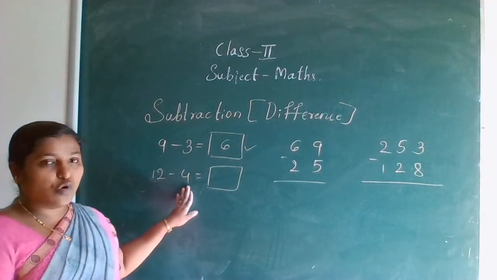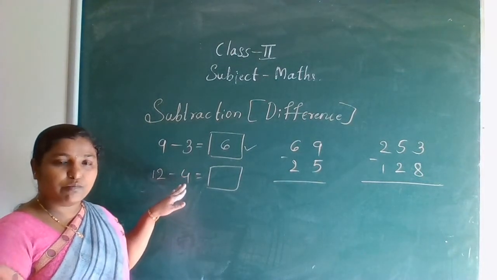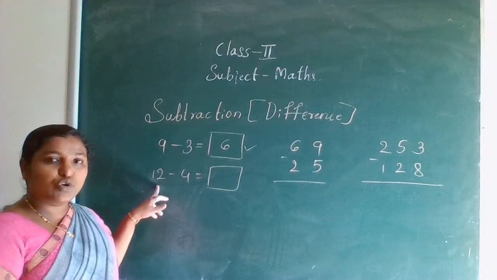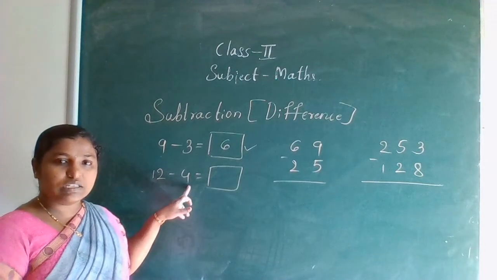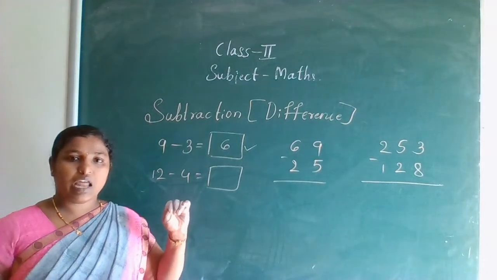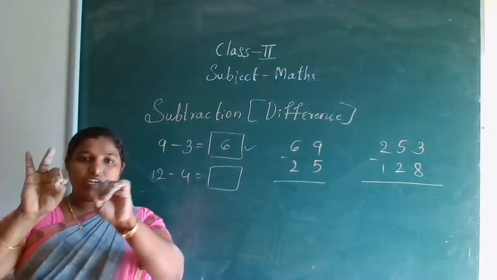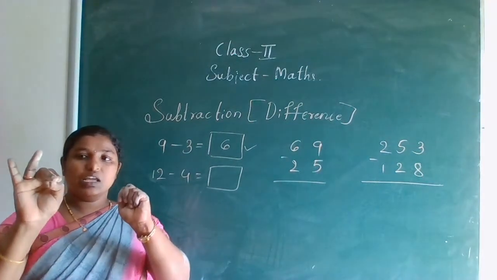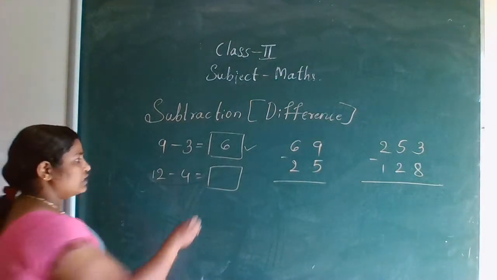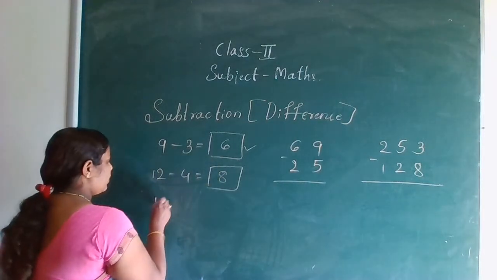12 minus 4. 4 leave, start counting from 5 up to 12. After 4 what is there? 5, 6, 7, 8, 9, 10, 11, 12. How many fingers folded? 5 plus 3, that is 8. The answer is 8.